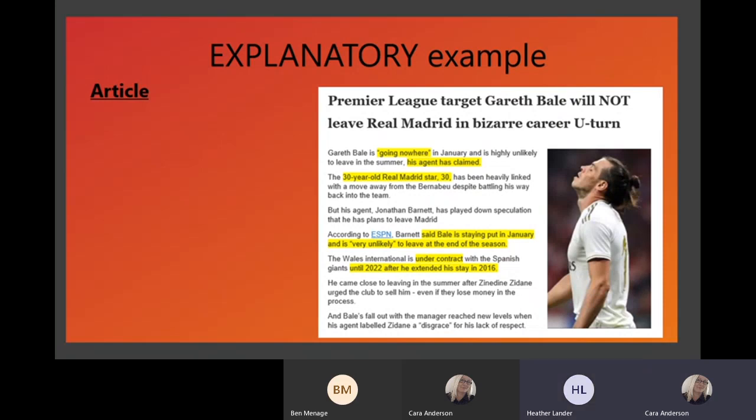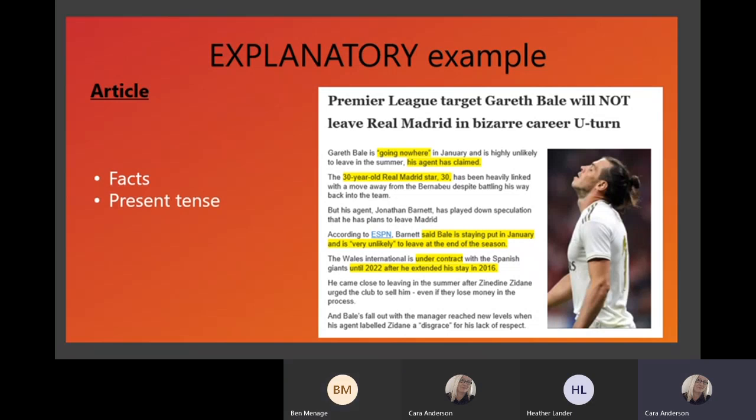So what did we say? They're using facts because it tells you how old he is. Yeah. And where he plays. Yeah, exactly. So how old he is, where he plays, when he joined, and when it's been extended to. So yeah, there's some good facts in there. So yeah, facts is definitely top of my list.